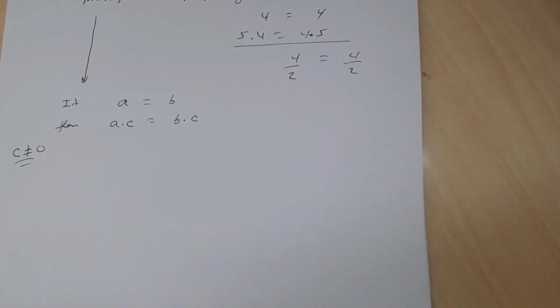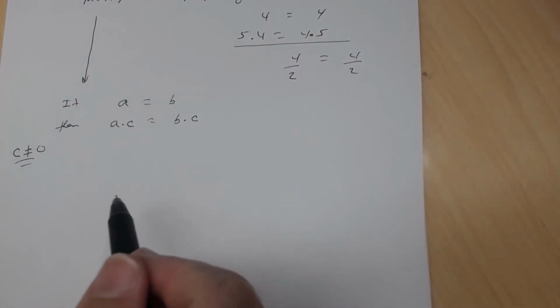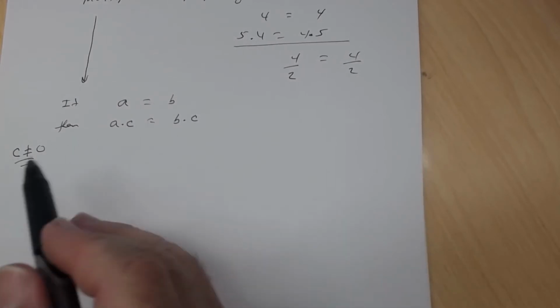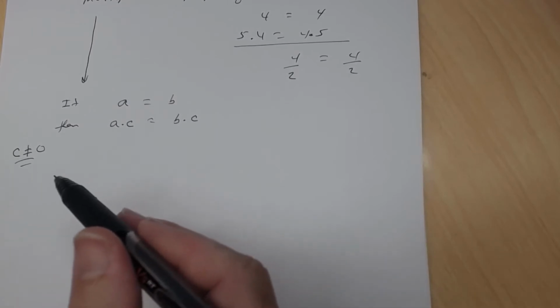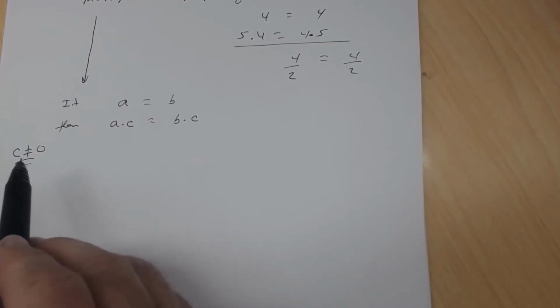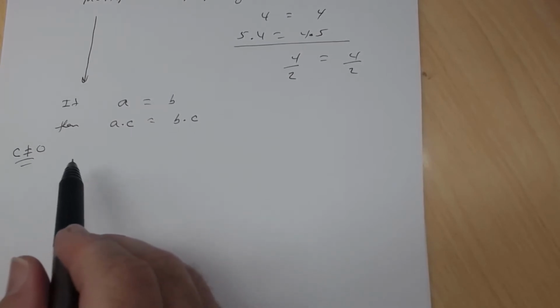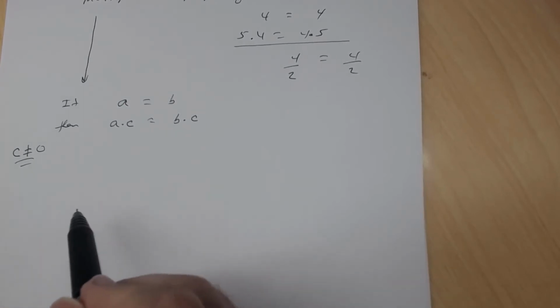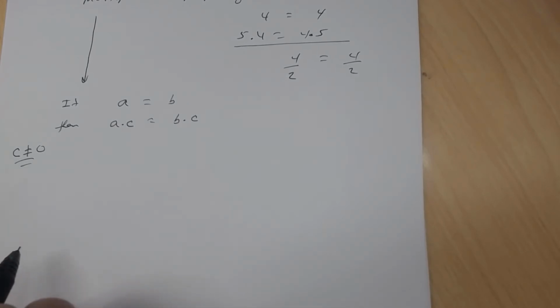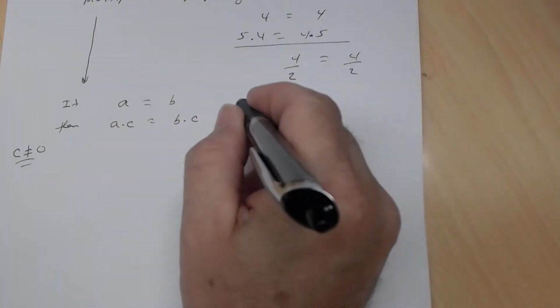Now, we've got to make a note here that C cannot equal 0. So you can't multiply both sides of an equation by 0 or divide both sides by 0. If you multiply by 0, the equation turns out to be 0 equals 0 because you're multiplying something by 0. And remember in the previous course, dividing by 0 is undefined. So you can multiply by any number except 0.